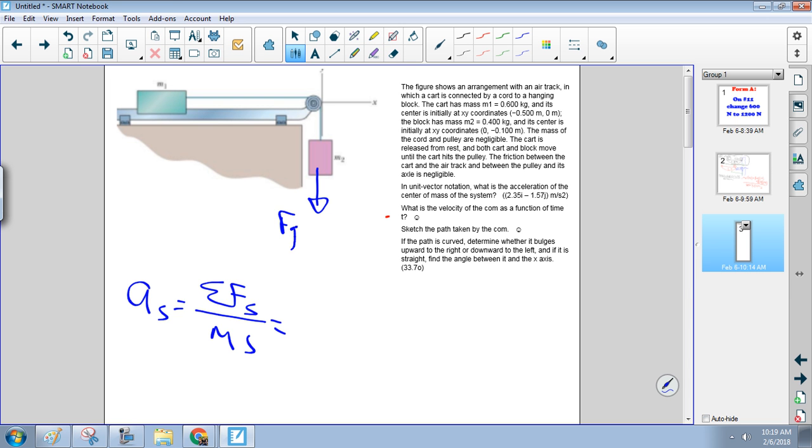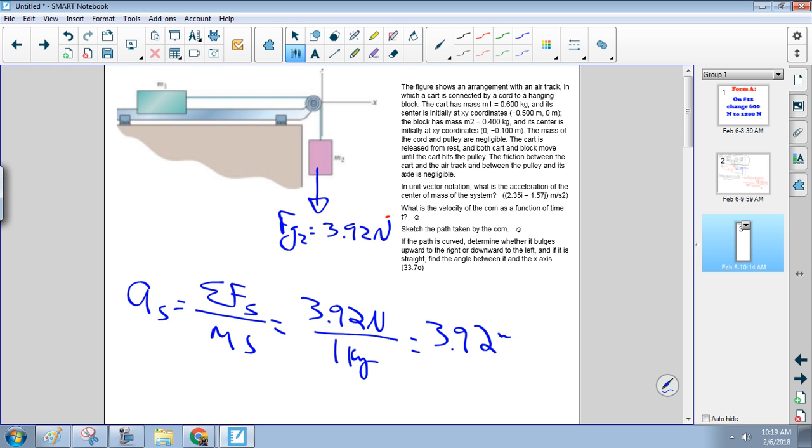So the force of gravity on object 2 is 3.92 newtons, just 0.4 times 9.8. So the net force on our system is 3.92 newtons divided by a total mass of 1 kilogram. So you get 3.92 meters per second squared, right? Good? Everybody good up to here?